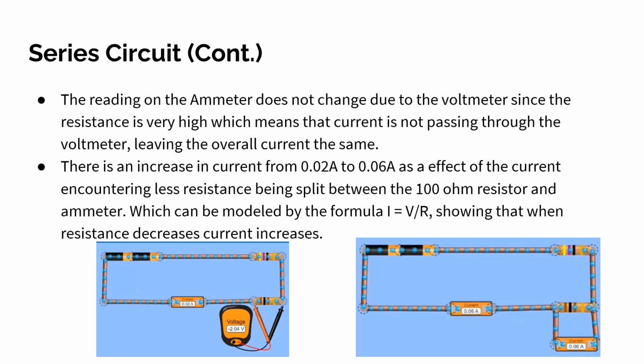There is an increase in current from 0.2 amps to 0.6 amps as an effect of the current encountering less resistance, being split between the 100 ohm resistor and the ammeter, which can be modeled by the formula I equals V divided by R, showing that when resistance decreases, current increases.